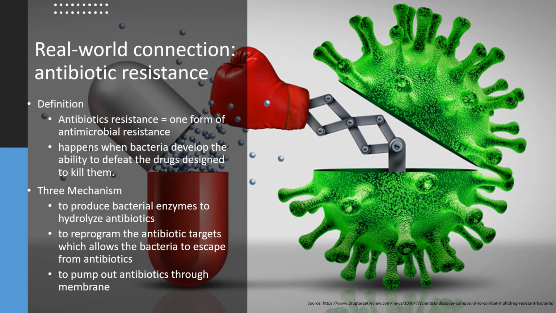So, what is the importance of plasmid? Why should we care about it? Well, one thing that you should know about plasmid is that it contributes to the prevalence of antibiotic resistance. Antibiotic resistance is one form of antimicrobial resistance. It means that bacteria develop the ability to defeat the drugs designed to kill them. For bacteria, such drugs are usually antibiotics.